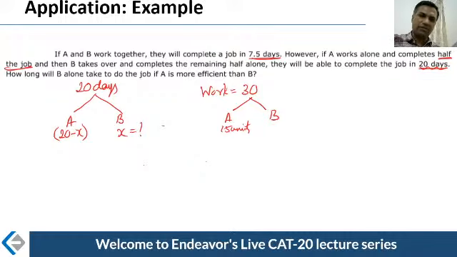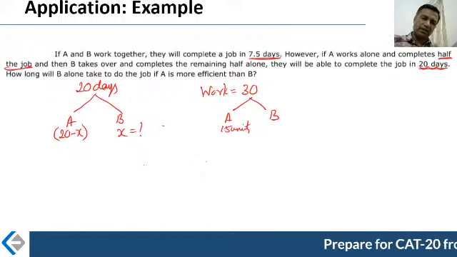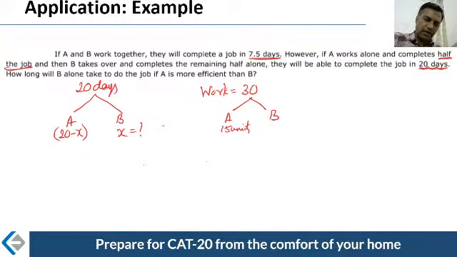7.5, what comes to your mind first? 15. But half the job is done by A and half by B, then you'll be writing 15 divided by 2, which is 7.5. Not a great number. So why don't you assume it as 30? Work is anyway an assumption, so assume some nice number there. Already you are working with 30: 15 units and 15 units.